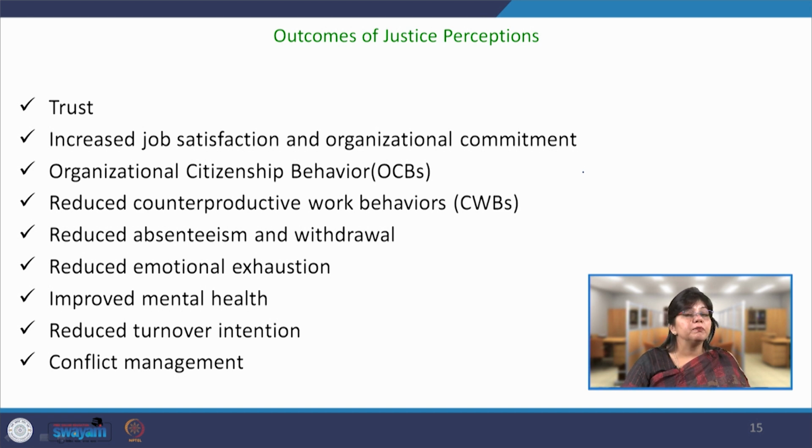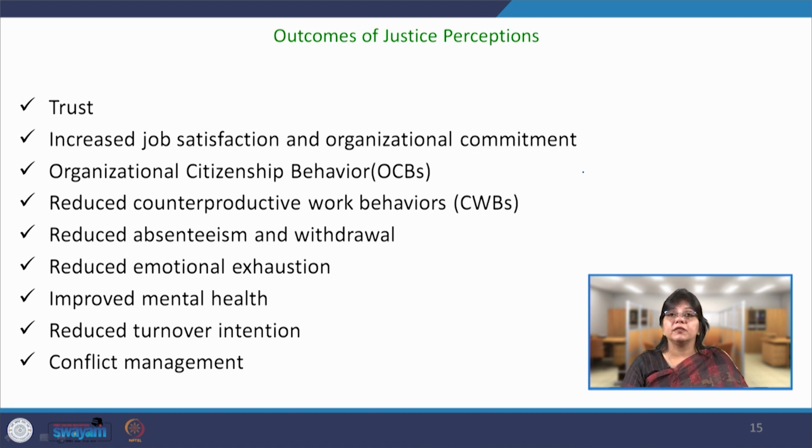These are discretionary behaviors which are not duly rewarded by the formal organizational system, but people tend to engage in these positive behaviors because of justice perceptions, and they tend to assist, help and cooperate with other members in completing their tasks. There are reduced counterproductive work behaviors such as aggression, bullying, verbal or physical aggression, cyber loafing, but all these tendencies can be reduced when equal opportunities are given to every employee, and they tend to engage in productive behaviors rather than counterproductive work behaviors.